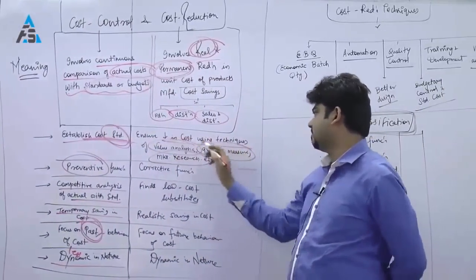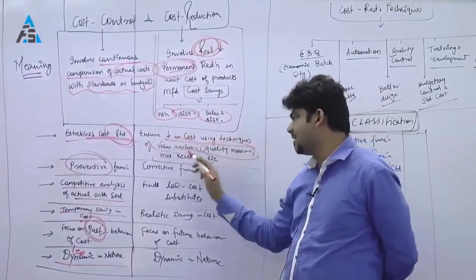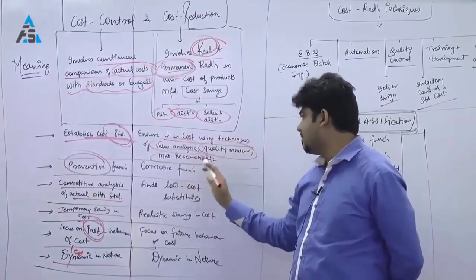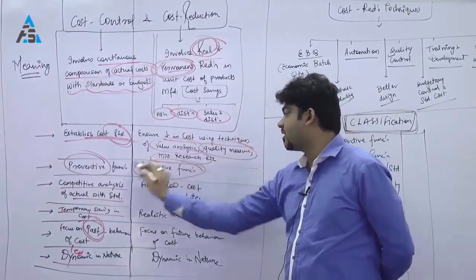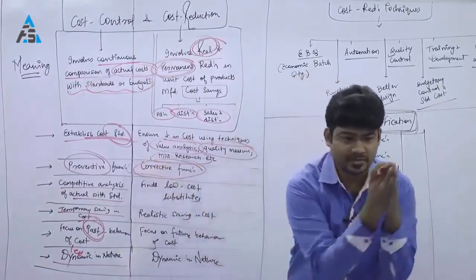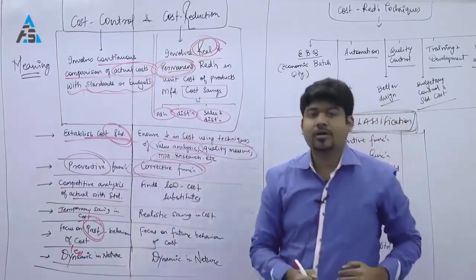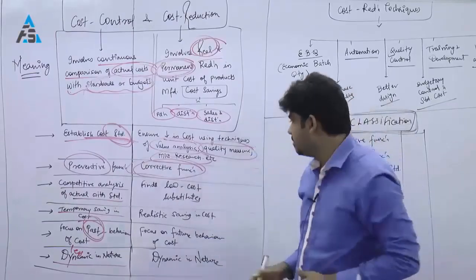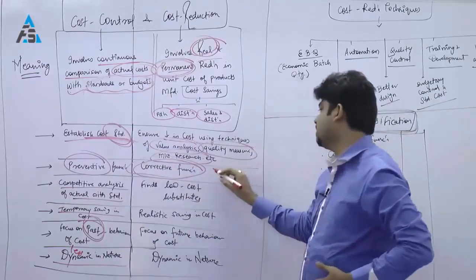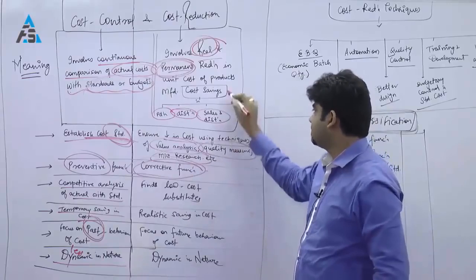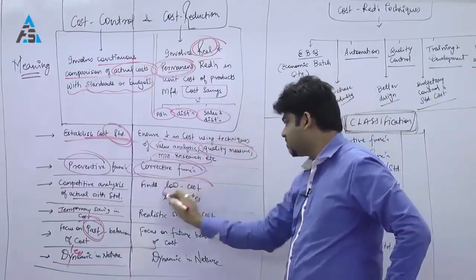Now coming back to cost reduction, it is huge and results in real permanent reduction. So this ensures reduction in cost using techniques of value analysis, quality measure, market research. This is more of a corrective function. When do you take corrective action? When something is done. So now you want to correct it and give focus on the reduction as far as cost saving is concerned. It finds low cost substitutes.